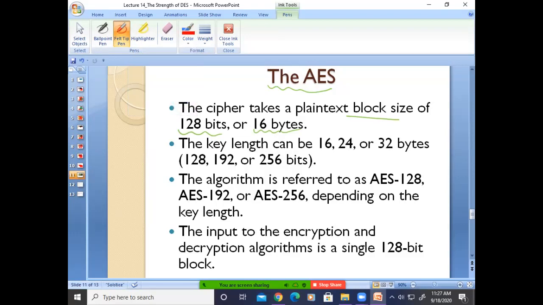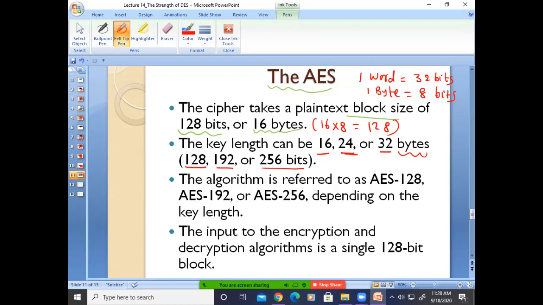And you should remember one word. One word is nothing but 32 bits, and one byte, we know anyway, is 8 bits. So 16 bytes means 16 into 8, which will give 128, right? And here the key length is not fixed actually. That will be based on the number of rounds. The key length can be 16, 24, 32. Now remember, it's not bits, sorry, it is bytes: 16 bytes or 24 bytes or 32 bytes. That means 128 bits, 192 bits or 256 bits.